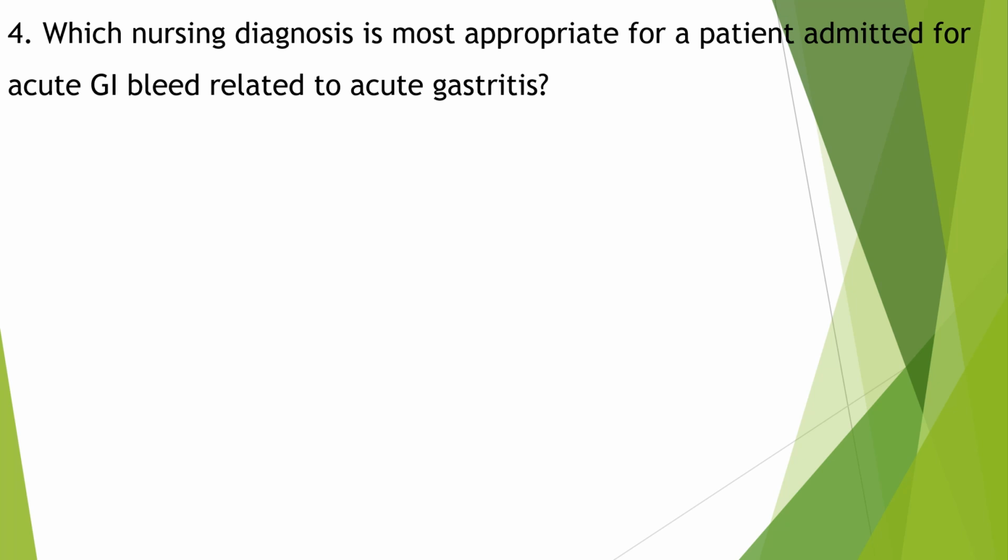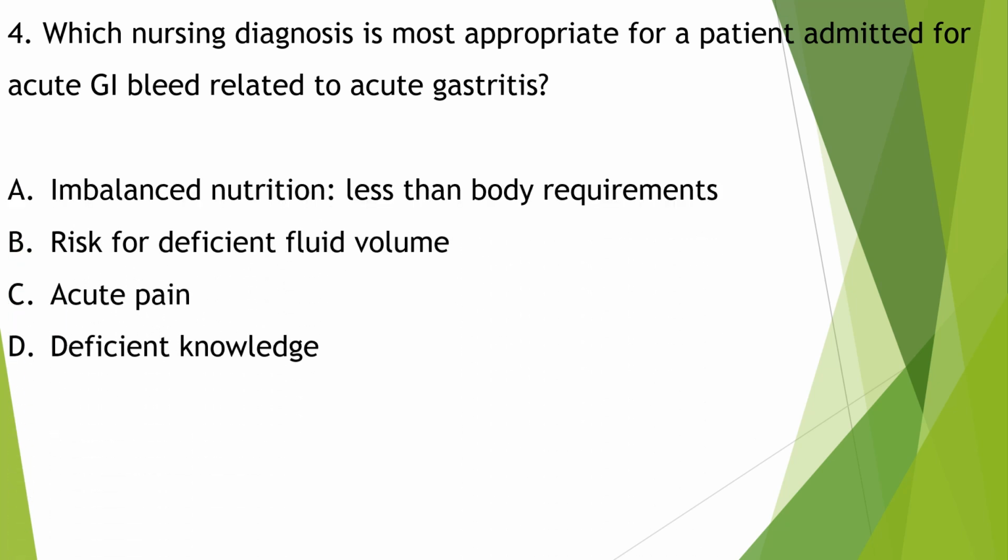Which nursing diagnosis is most appropriate for a patient admitted for acute GI bleed related to acute gastritis? Imbalanced nutrition less than body requirements, risk for deficient fluid volume, acute pain, deficient knowledge.